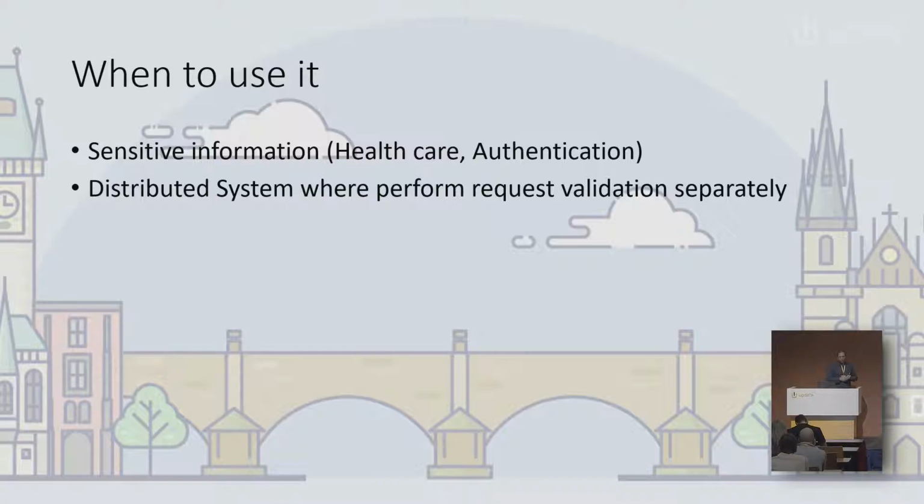When to use it again? When you have sensitive information like healthcare, authentication, and all that stuff, you want to have a WAF in front of it. Protect your microservices from all of the other stuff that people might be attacking it with. When you have a distributed system, you perform request validation separately, so that you already have protection before you go in and talk to the service.